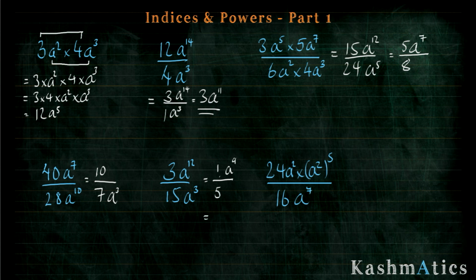But because I've got 1a to the power 9, I just need to write a to the power 9. Don't need the 1 on the top. It's unnecessary. And the 5 on the bottom.